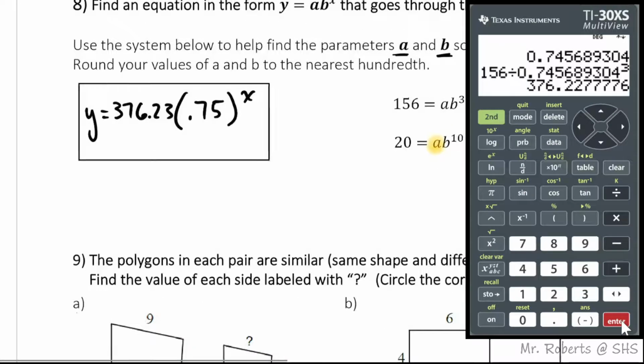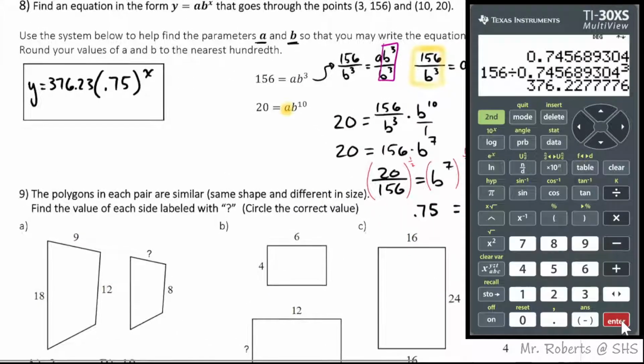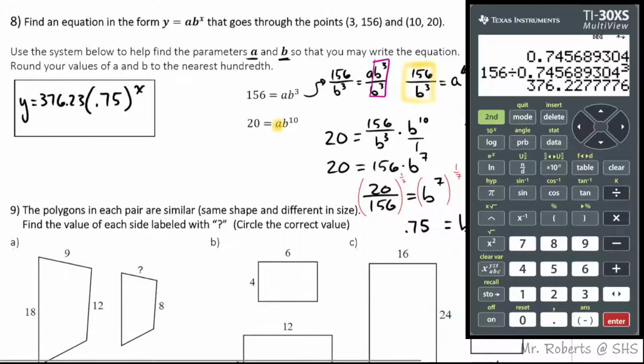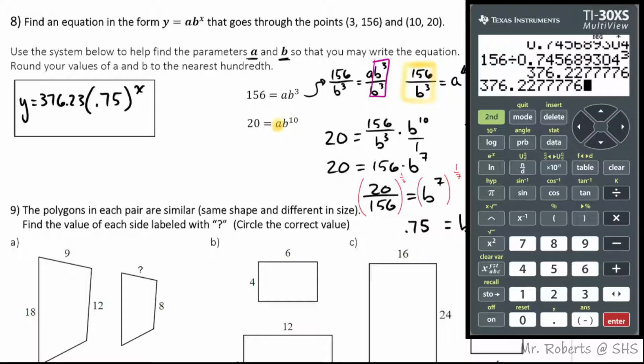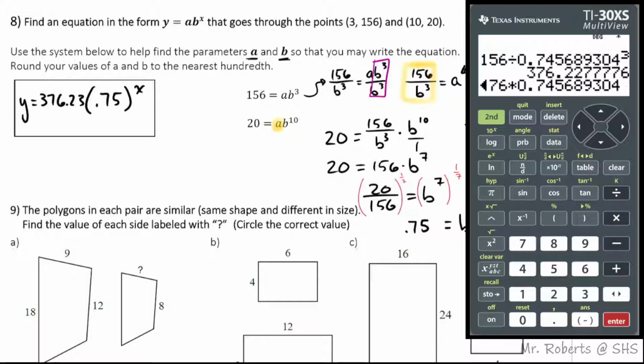Now, to check my answer, I'm not going to use those decimal approximations because I don't want to type them anyway, and I don't need to. They're on my calculator screen. I just need to know where to go get them. So I'm going to grab that first number. There it is. And I'm going to multiply that. So I'm going to hit times. And then I'm going to go get b. There's b. And I'm going to raise that b to the 3rd power.